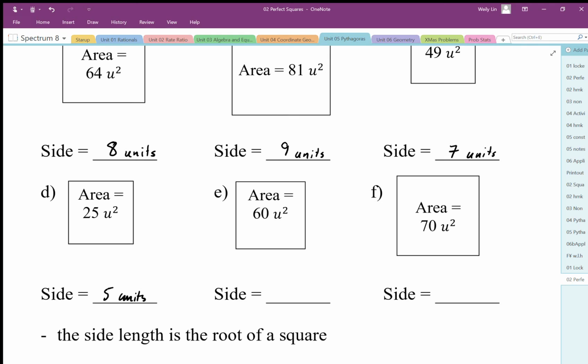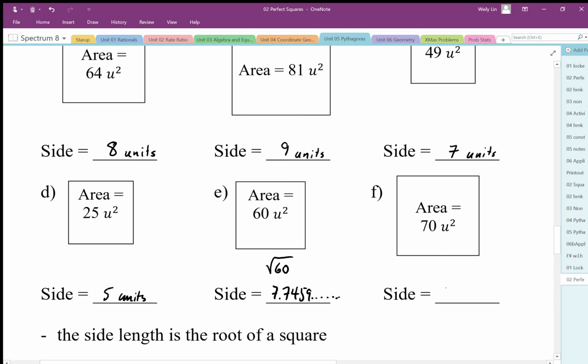I get this really, really long decimal, I get 7.7459... Okay, it keeps on going forever. So this is a really awkward side length. Now, if I need to express this exactly, I would have to do this as square root 60.